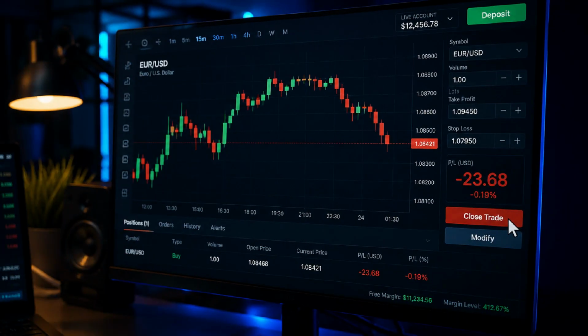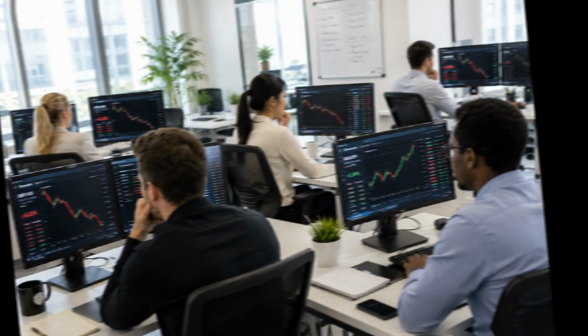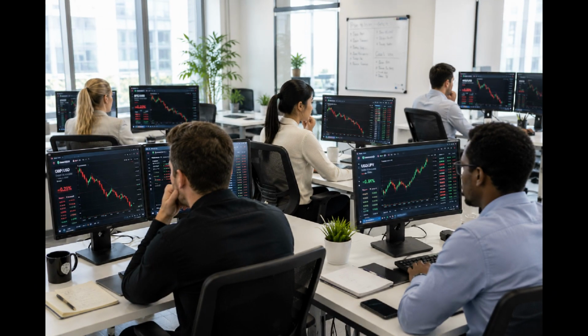Have you ever watched a trade move against you and thought, I'll just give it a little more time, maybe it'll turn around? At first, the loss seems small, so you decide to wait, but instead of recovering, the market keeps moving against you. The longer you wait, the harder it becomes to accept the loss. If that sounds familiar, you're not alone.